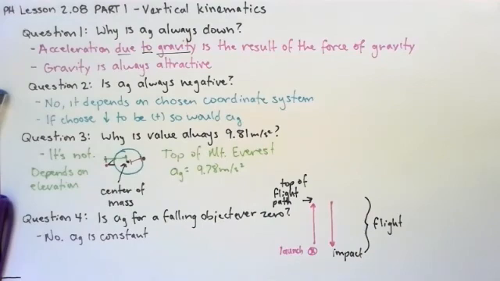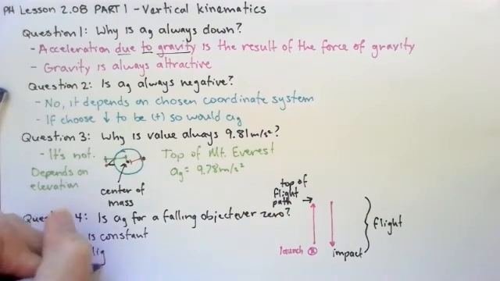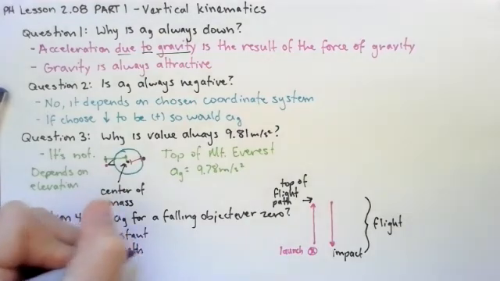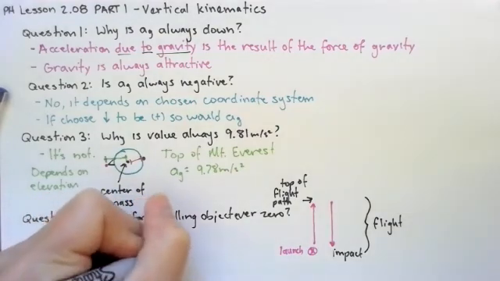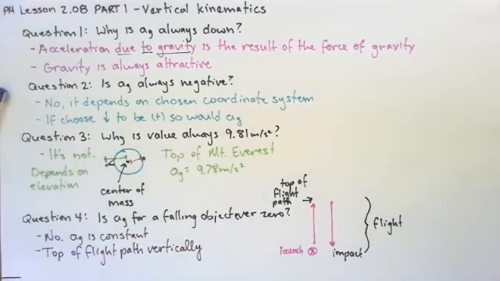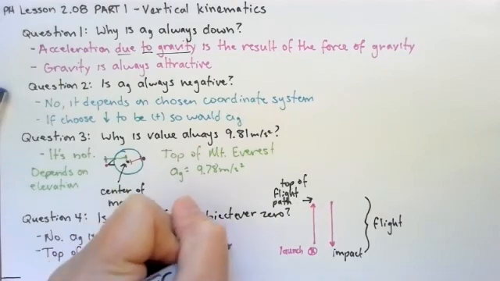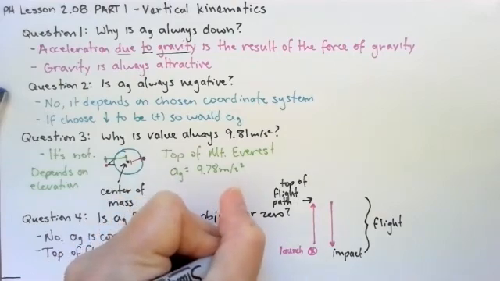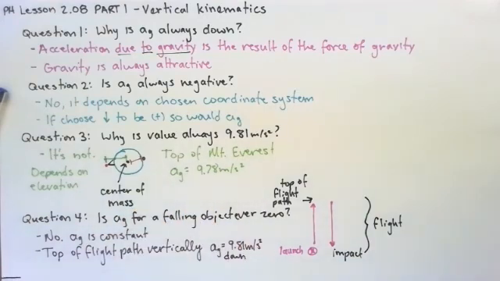And one of the questions you're going to see over and over again is for vertical motion. So let's talk about the top of the flight path vertically. It doesn't matter where I'm at, here, here, here, here, AG will always be 9.81 meters per second squared down. But since we're here, let's talk about what happens with velocity. Is velocity ever zero? And the answer to that is yes.